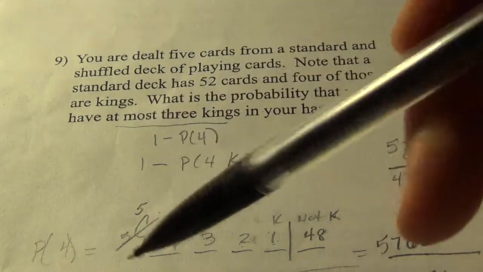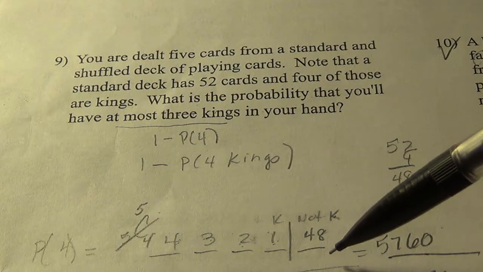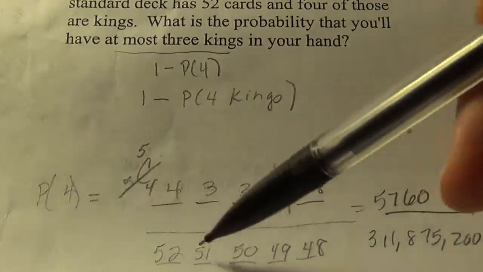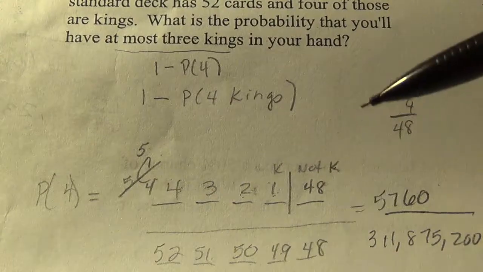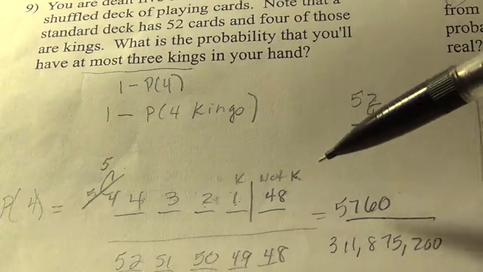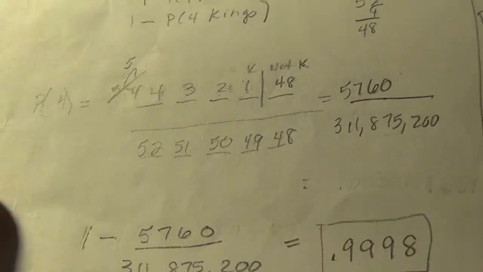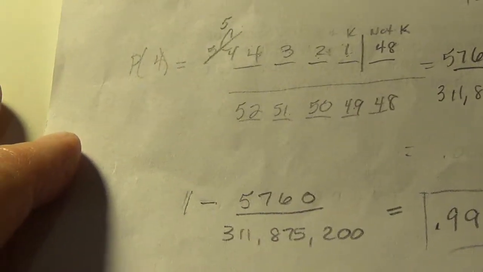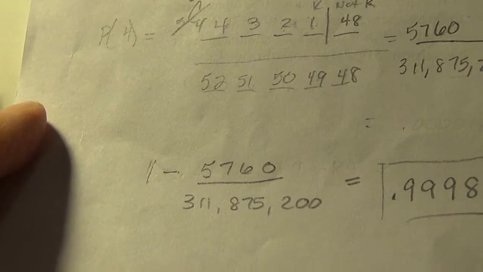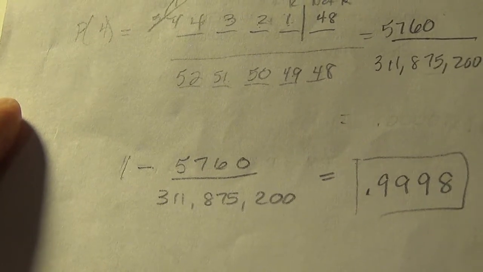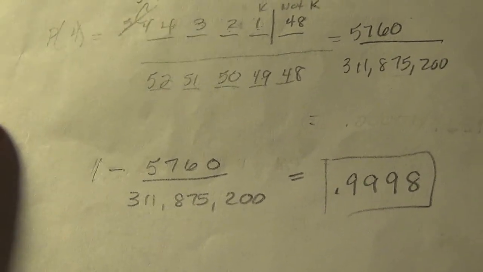On the bottom we have 5 blanks, but we can fill them out 52, 51, 50, 49, 48 with no restrictions, which comes out to this number in the millions, and it reduces to a small number. But I took it from 1 and got a large probability.